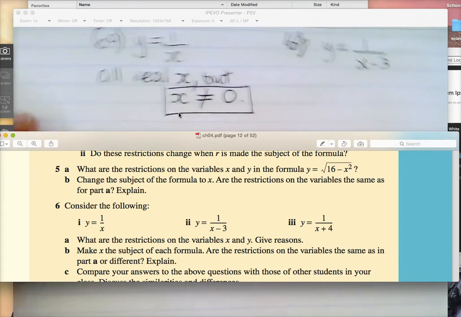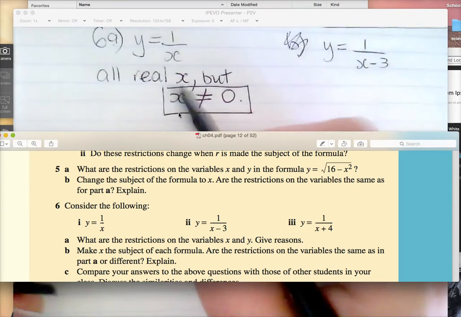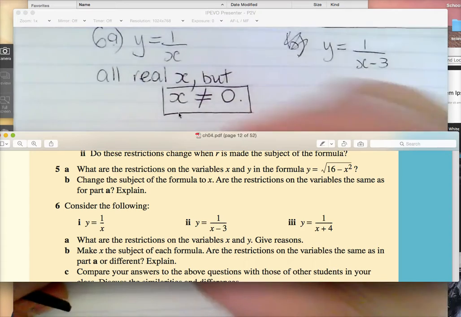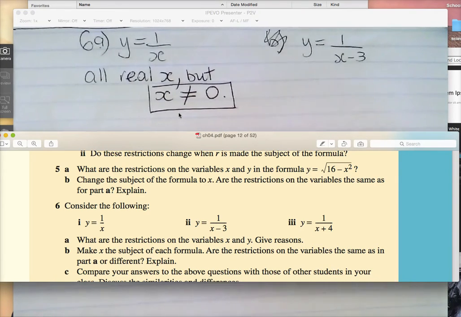Now, girls, what's the actual way to do it? Or you just write all real x, comma, x not equal to 0, like just trial and error. What you say is, we need to know if all values of x are allowed. Can you have positive numbers, negative numbers, and 0? So you say positive numbers, of course. 1 divided by something positive is allowed. 1 divided by a negative number is allowed, but 1 divided by 0 is not.